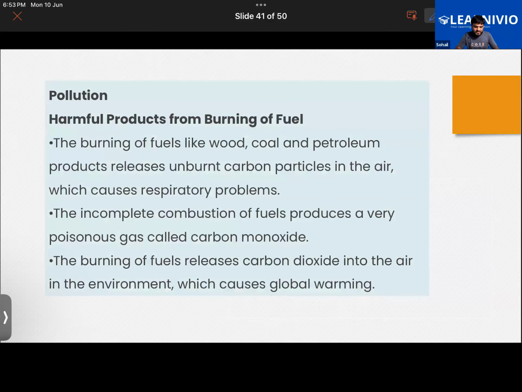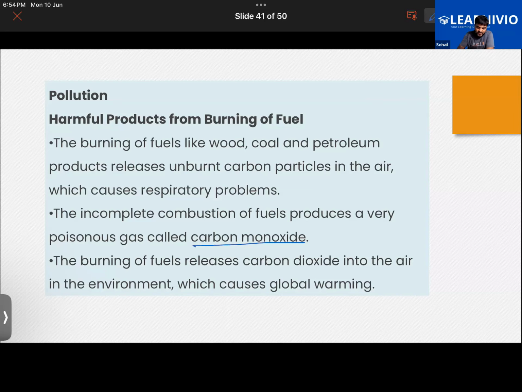For example, if fuel is not burning completely, that will also produce a very poisonous gas which we call as, anyone knows, carbon monoxide. Getting it? So incomplete combustion of fuel produces gases like carbon monoxide. So that is another problem. Further, burning of fossil fuel releases carbon dioxide also into the environment, and the increased percentage of carbon dioxide gas in the air is now causing global warming.